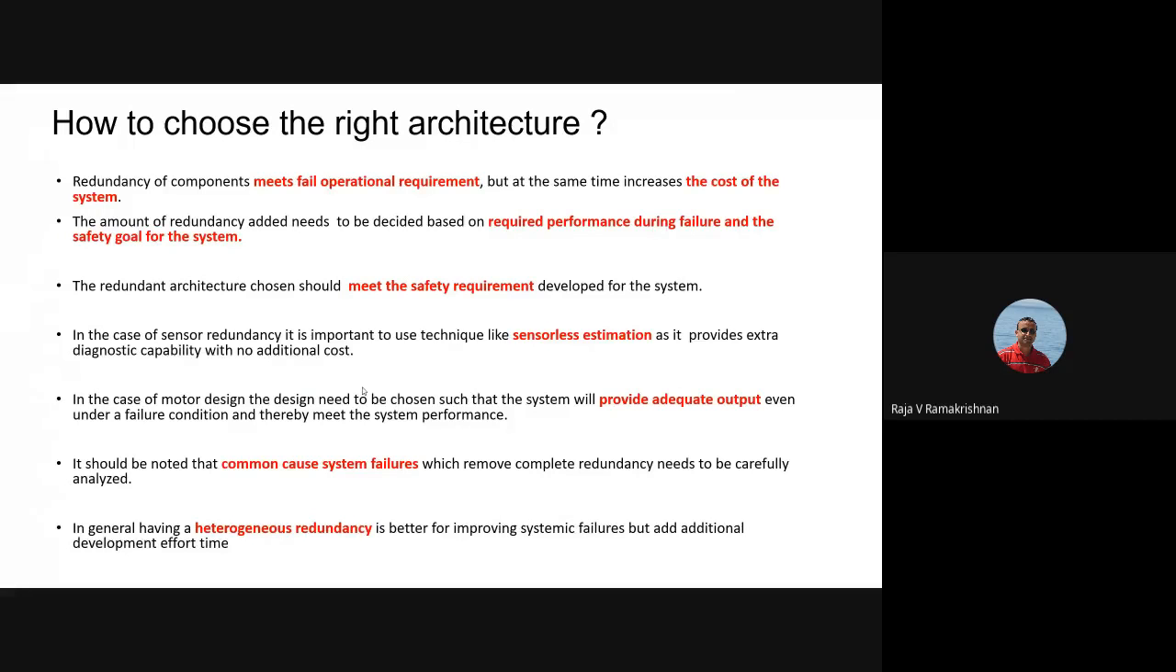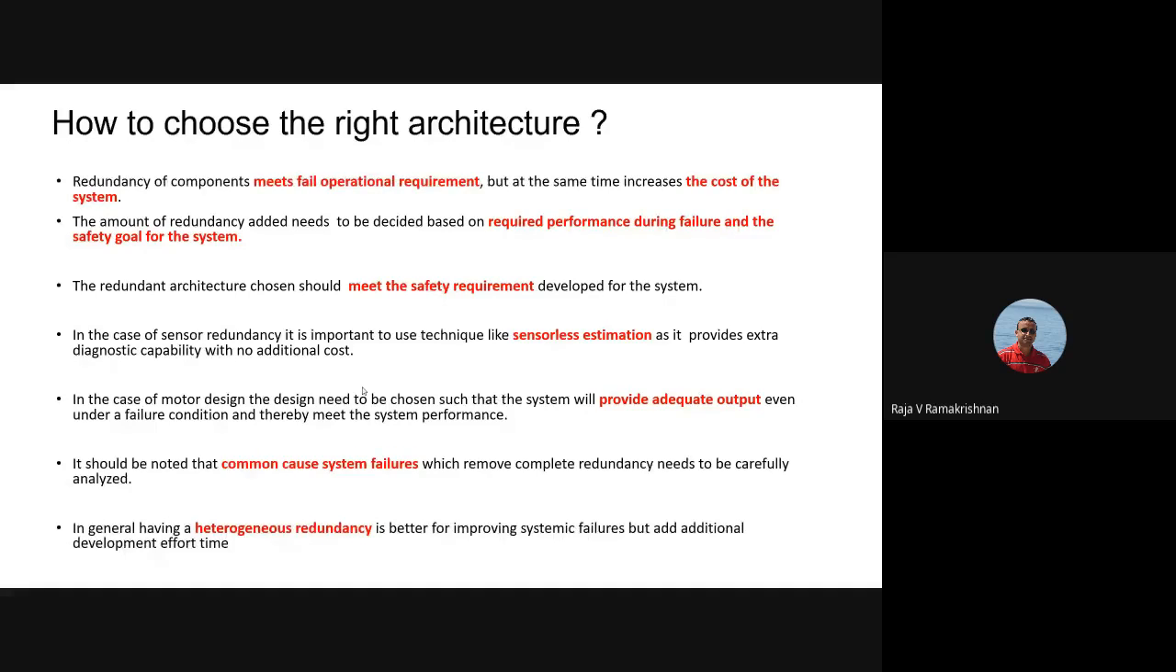Now, I am coming towards closing, on how we define what is the right architecture for you. I showed you many architectures here. What is the right architecture? The basic concept lies in these main points here. Redundancy of components to meet the fail operational requirement increases the cost of the system. Therefore, you need to understand how much redundancy we need and what level of performance we need upon a failure.